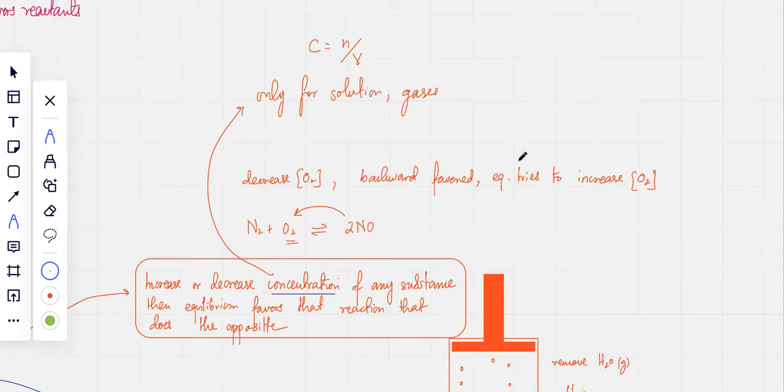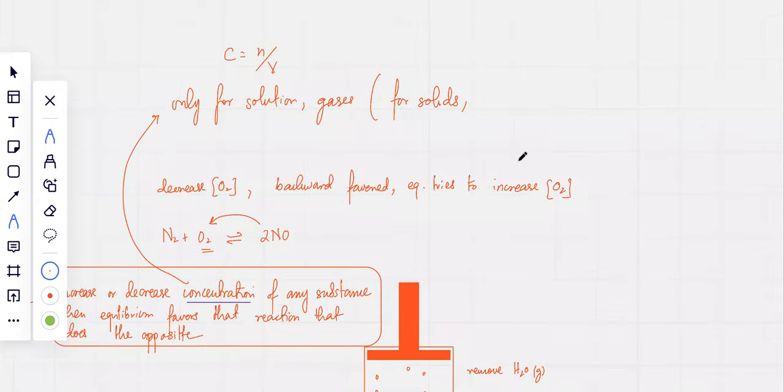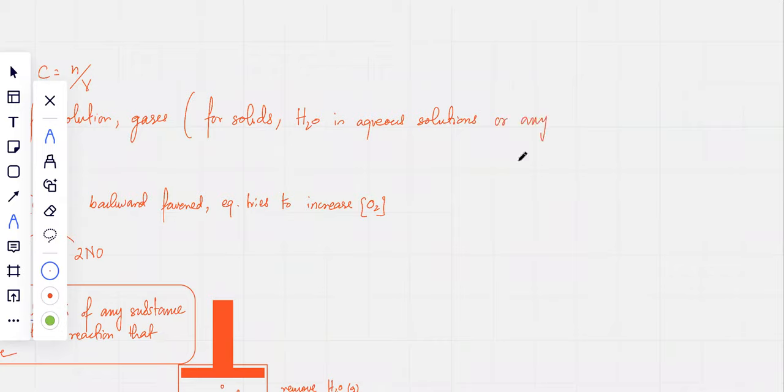And also remember, for solids, concentration is constant. It never changes, because the amount of particles per unit volume is always constant since they're all tightly packed. Whether the solid is powdered or a large piece of rock or a small piece of rock, the term concentration doesn't really apply to it. The same goes for water in aqueous solutions, or anything that's in excess. I'm going to explain that later.